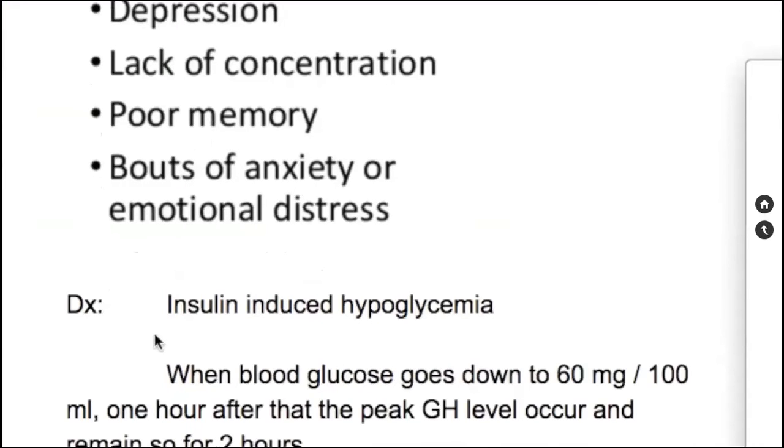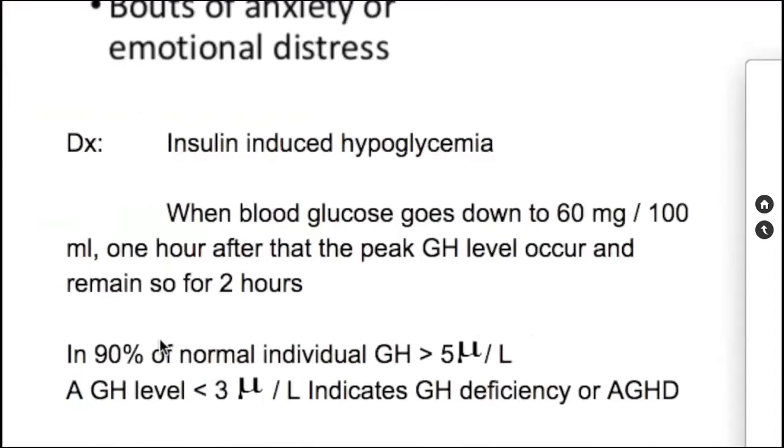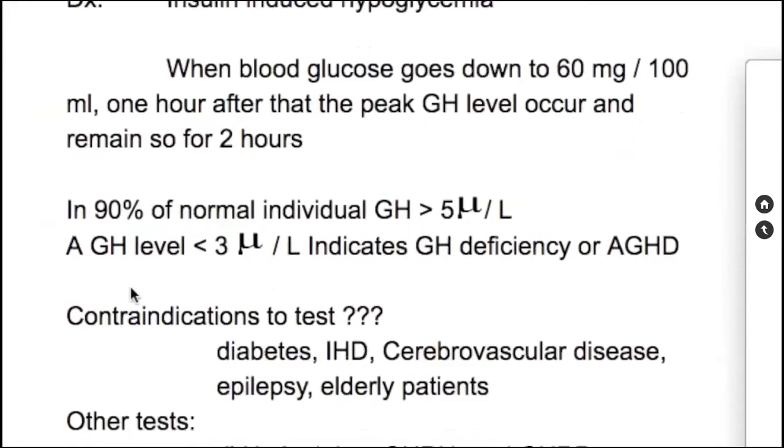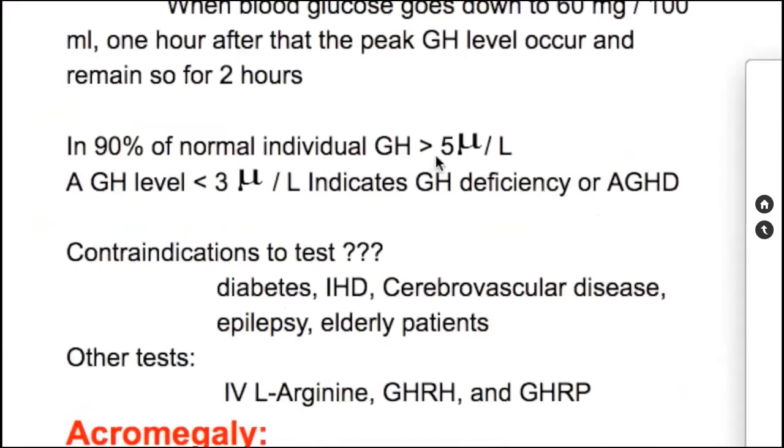So, how is adult GH deficiency diagnosed? The test to diagnose adult GH deficiency is insulin-induced hypoglycemia. When blood glucose goes down to 60 milligrams per 100 ml, 1 hour after, the peak GH level occurs and remains so for 2 hours. In 90% of normal individuals, the GH is more than 5 micrograms per liter. A GH level of less than 3 micrograms per liter indicates GH deficiency or AGHD.